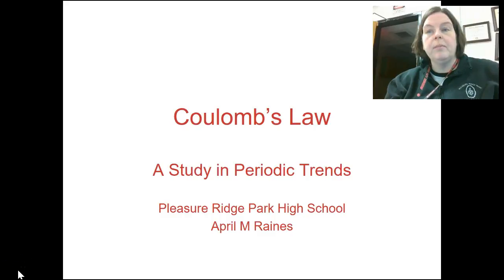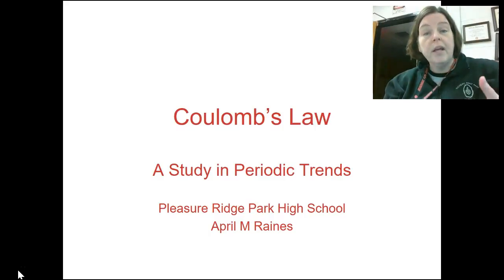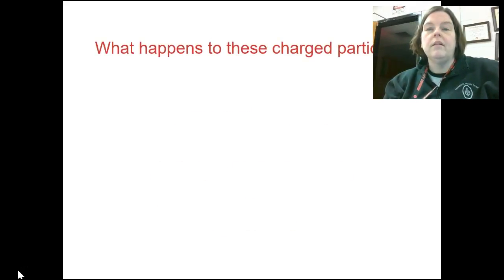I'm going to talk a little bit about Coulomb's Law to help support your understanding of periodic trends in the correct way, because Coulomb's Law explains what's happening with the trends. So here we go. You already know what Coulomb's Law means. So let's look at some charges and see if we can figure out what's going on here.